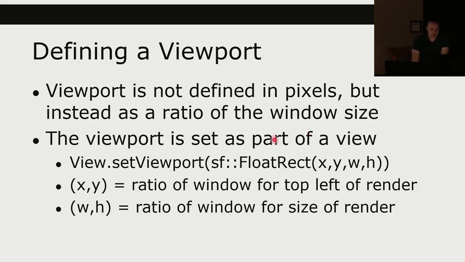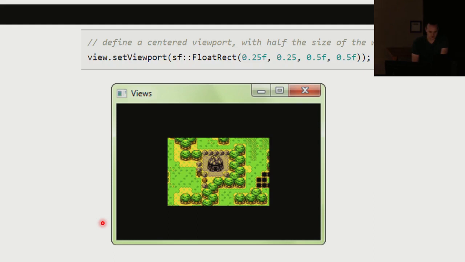And so the viewport is not defined in terms of pixels, but instead as a ratio of the window size. So if you define a viewport, you can say view.setViewport, and then you give it a rectangle. x and y are a ratio of the window, top and left, and then width and height are a ratio of the window size. What do I mean by ratio? Well, here's what I mean by ratio. So here, this right here, this is the x, and this is the y.